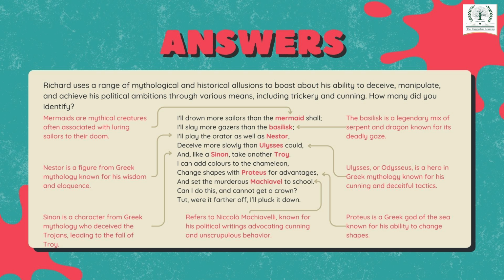Basilisk. The basilisk is a legendary mix of serpent and dragon known for its deadly gaze. Nestor is a figure from Greek mythology known for his wisdom and eloquence. Ulysses, or Odysseus, is a hero in Greek mythology known for his cunning and deceitful tactics. Sinon is a character from Greek mythology who deceived the Trojans, leading to the fall of Troy. Proteus is a Greek god of the sea known for his capability to change shapes. Machiavel refers to Niccolo Machiavelli, known for his political writing advocating cunning and unscrupulous behavior.